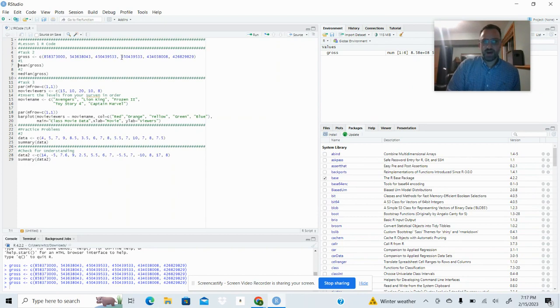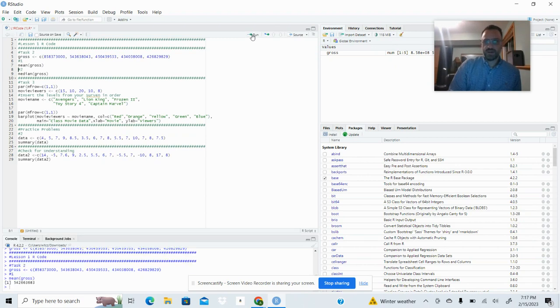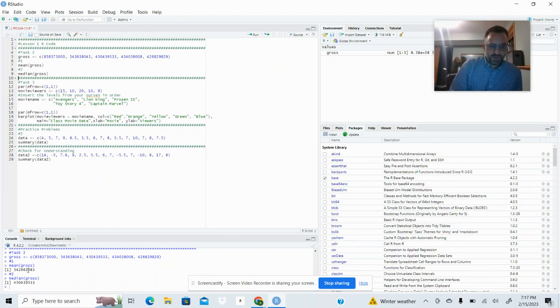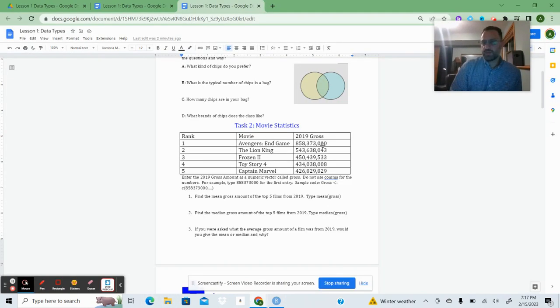And I notice that I have one listed twice. That can't be right. I'm supposed to have five numbers and there's six there. So here is gross, and we can find the mean of the gross and the median. So the mean of the gross movies is 542,663,683. The median gross is 450,439,533. And if you notice, there's one movie, Avengers Endgame, that makes way more than the others.